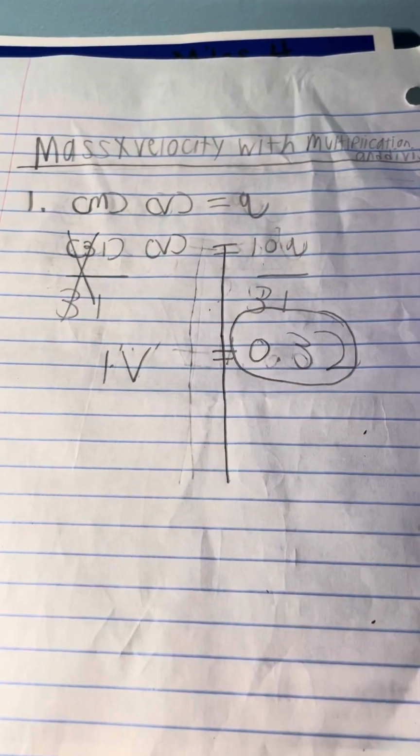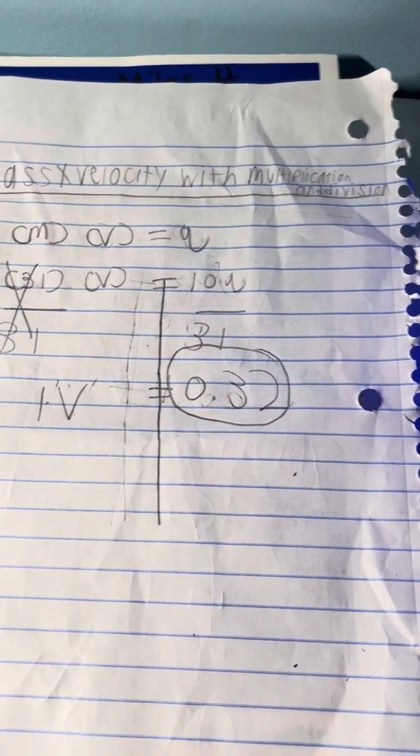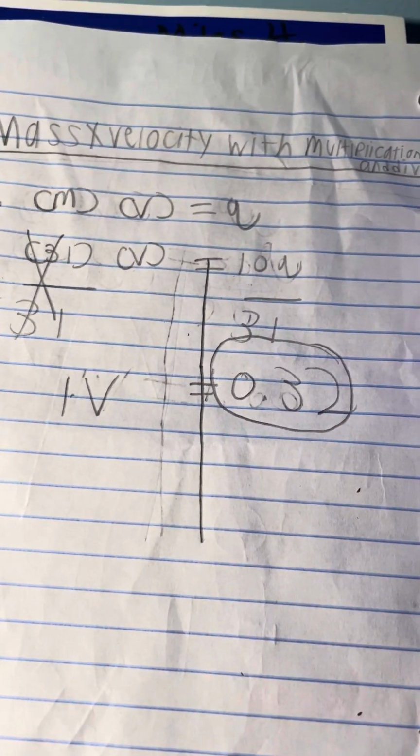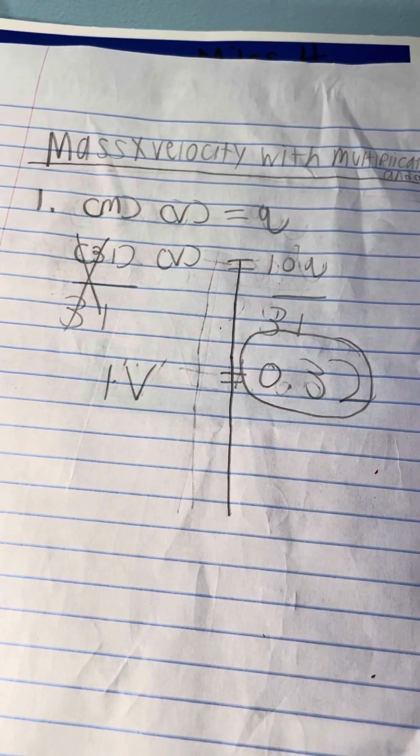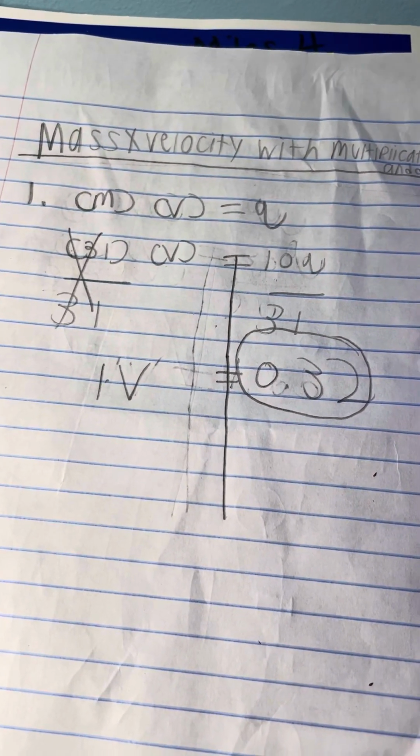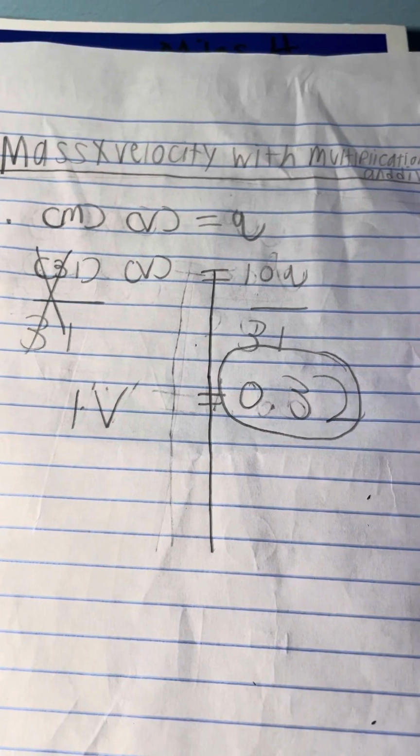And that is the velocity. That is how you get that velocity. So in order to get the velocity, you have to do the opposite of multiplication, which is division. So yeah. Let's do another one.